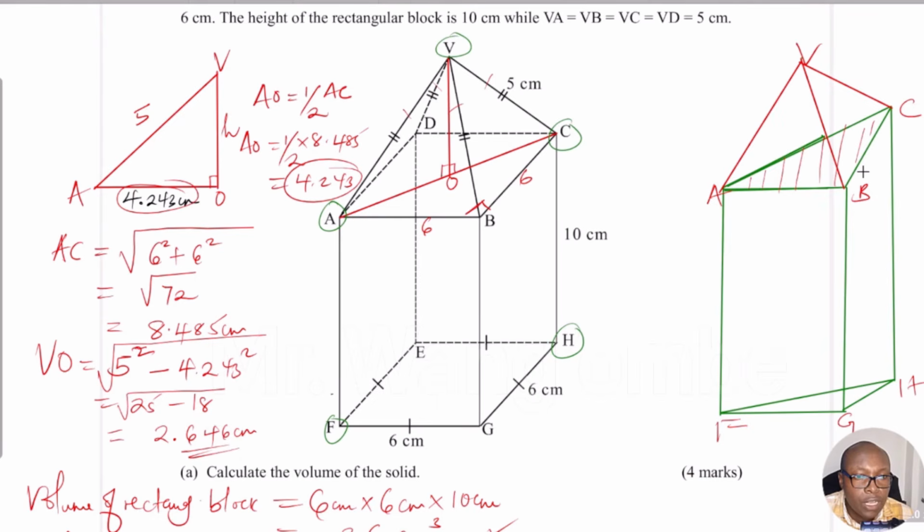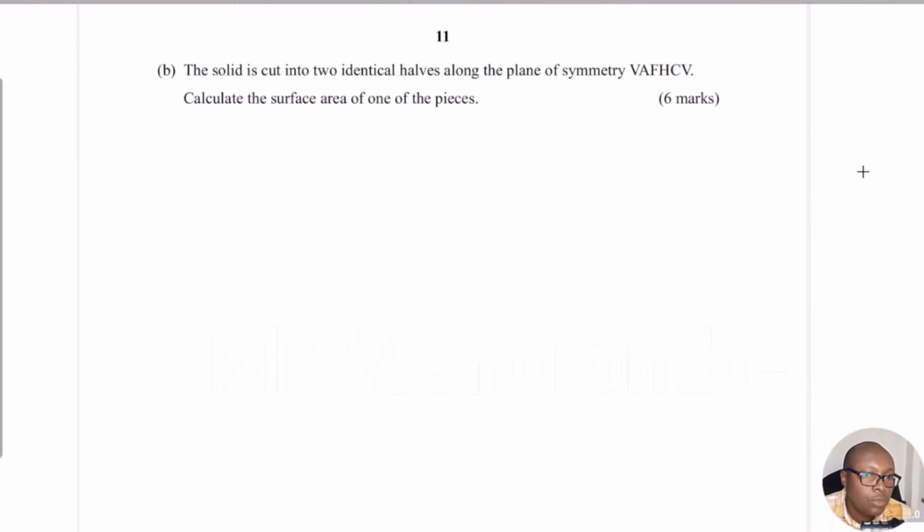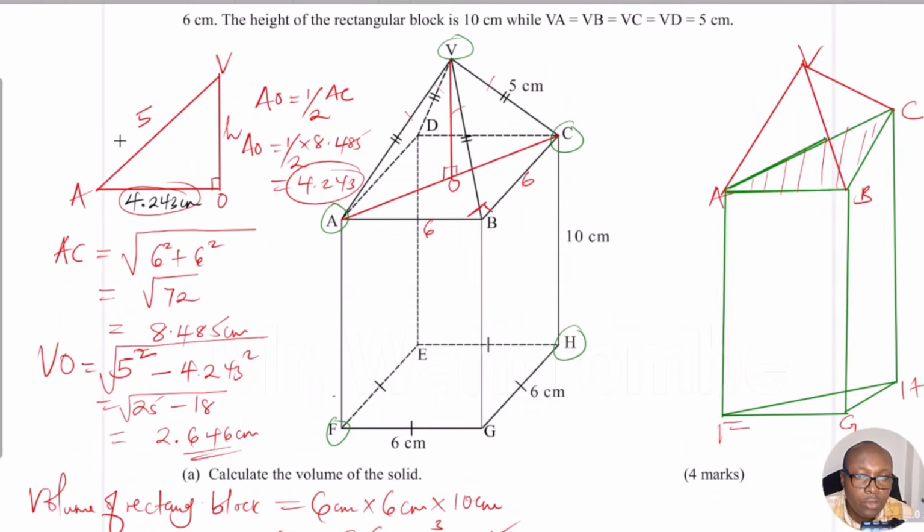Yeah, we will need that face VAC, because we need to calculate that. So for VAC from the diagram there, we have 5, 5, and then we have the height of that. So we can use half times the base times the height for that triangle.